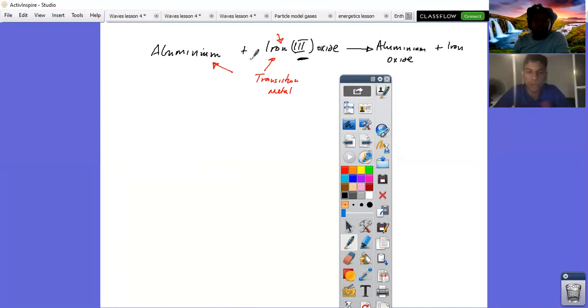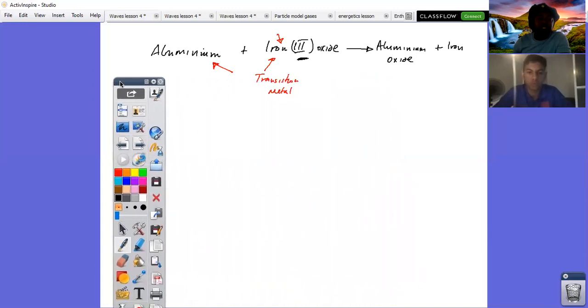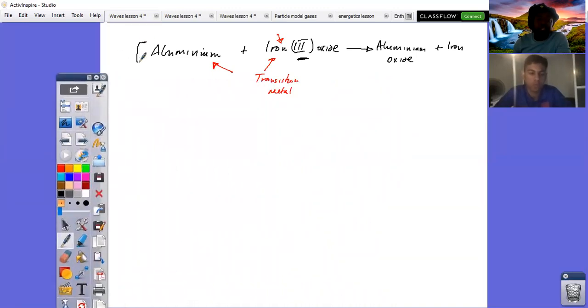If there's a gap between rails, they will get a mixture of aluminium and iron oxide and react them together. The iron then forms as molten iron and it fills the gap between rail lines. So this is quite popular, it has practical uses, this particular reaction. And so this is what we call a displacement reaction.